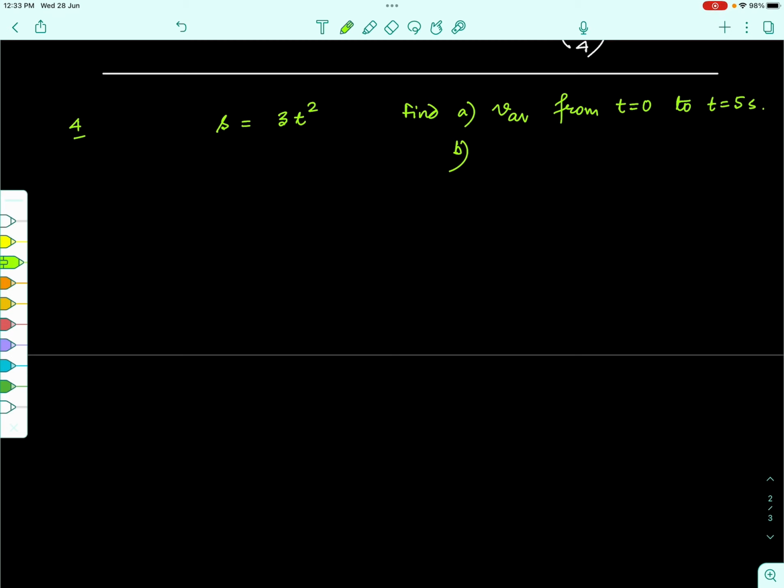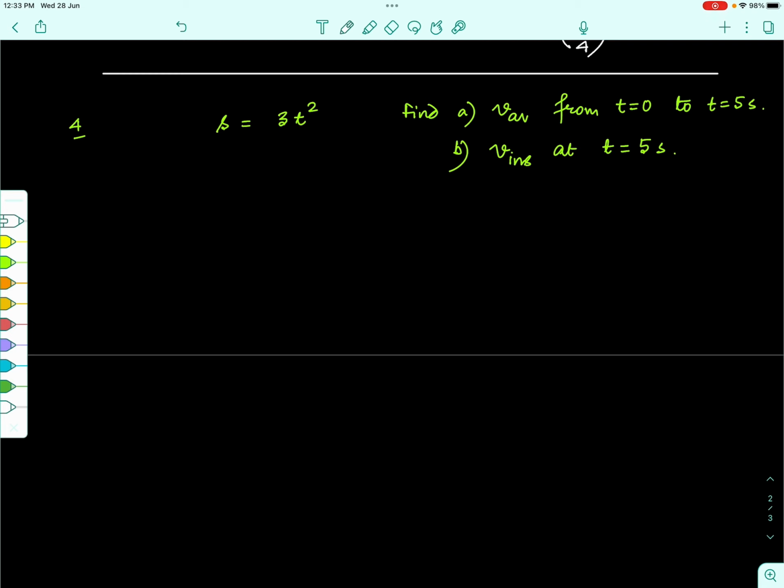We are also supposed to find out the instantaneous speed of the body at t is equal to 5 seconds, let us say. So, the average speed and the instantaneous speed, both we are supposed to find out. Average speed for a big time interval, for a time interval of 5 seconds from t is equal to 0 to t is equal to 5, and the instantaneous speed at an instant of time. Which instant of time? At t is equal to 5 seconds. So, let us proceed one by one, stepwise.